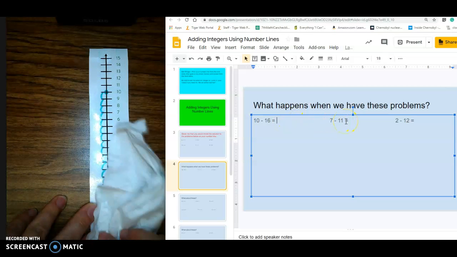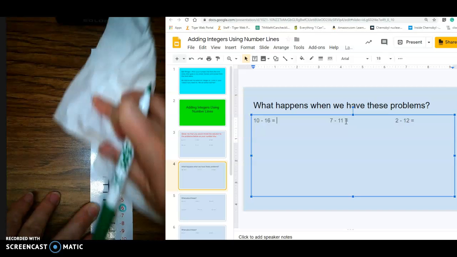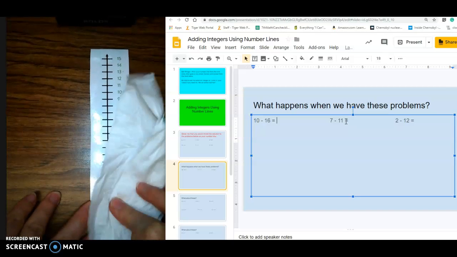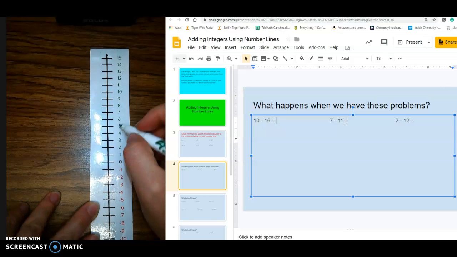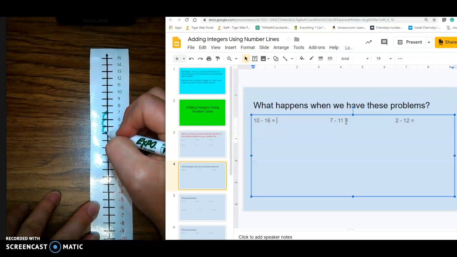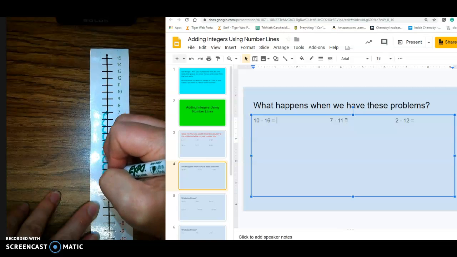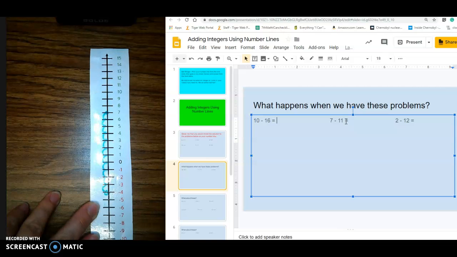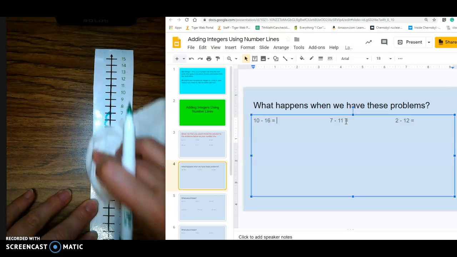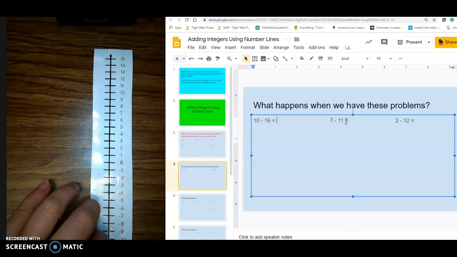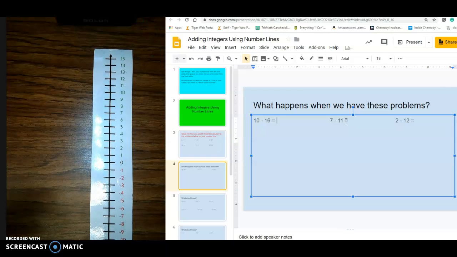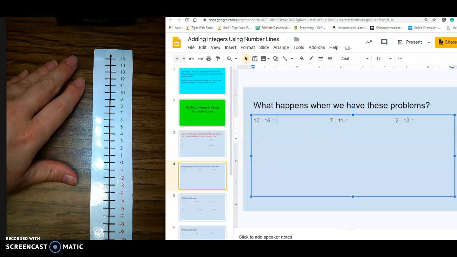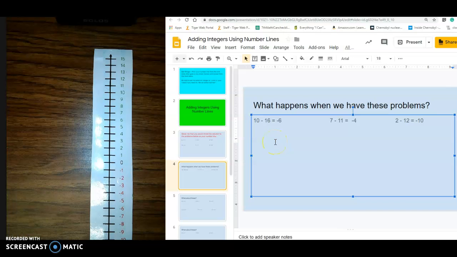Our next one that we did was 7 minus 11. And we found that that took us down into the negative territory again, and we were at negative 4. So what I want you to do right now is pause the video and see what happens when you do 2 minus 12. So hopefully what you found was that the answer was negative 10.